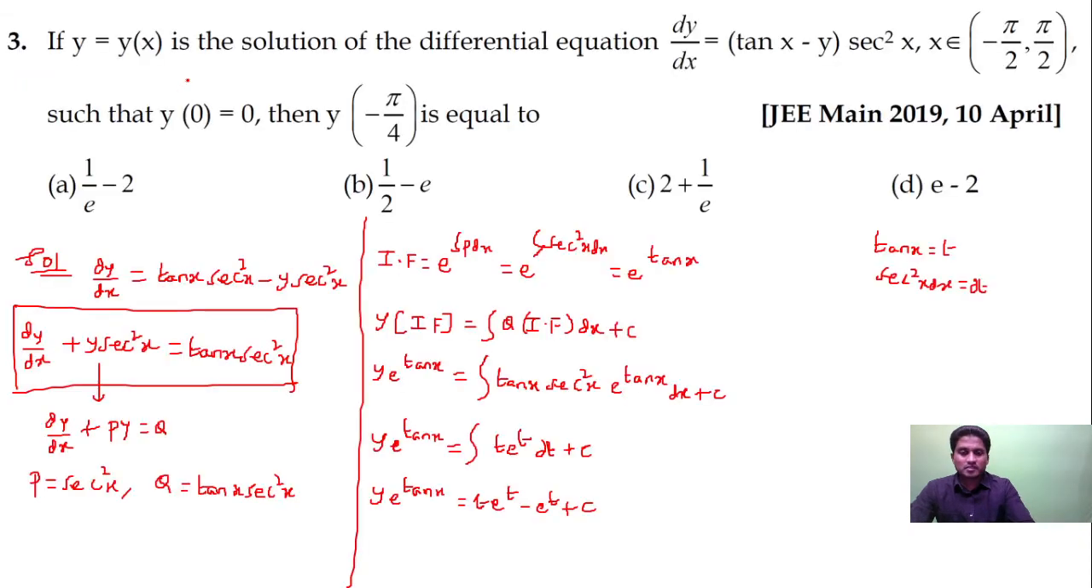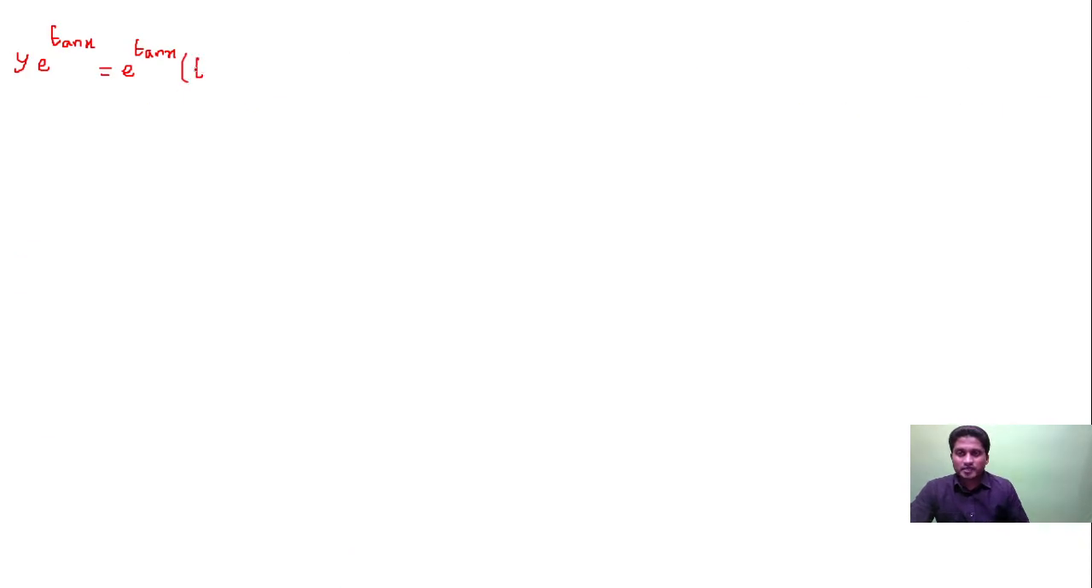So y into e to the power of tan x is equal to, you take e to the power of t out, e to the power of tan x into (t minus 1), that is tan x minus 1. I take e to the power of t out, substitute the value of t, and then plus C. Let's call this equation 1.